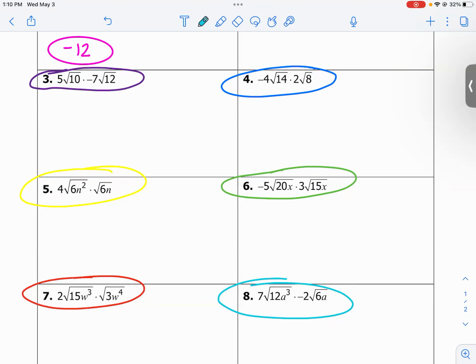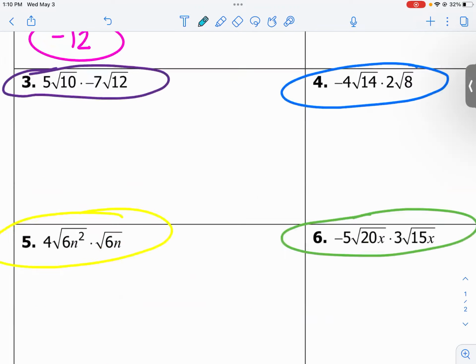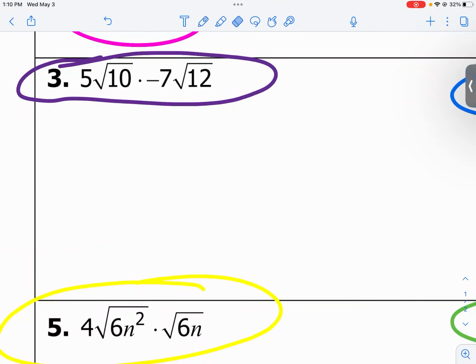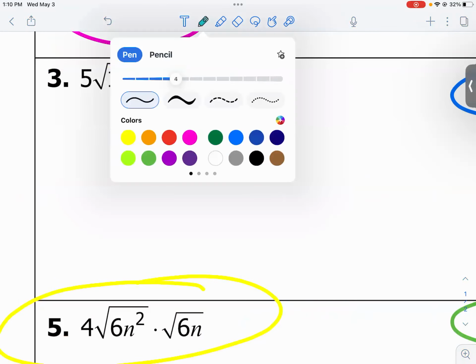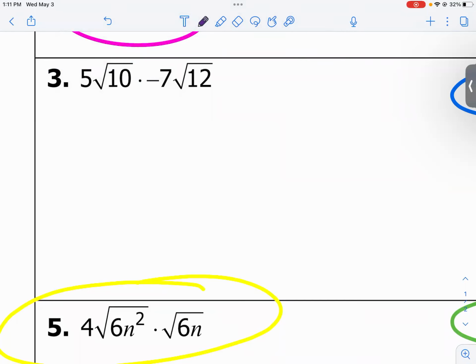Okay, here we go. I am going to ask each table to present. Okay, so purple table. Walk me through. So first you do the 5 and -7 thing. 5 and -7. You're writing this down. Then you times the 10 and the 12 thing.